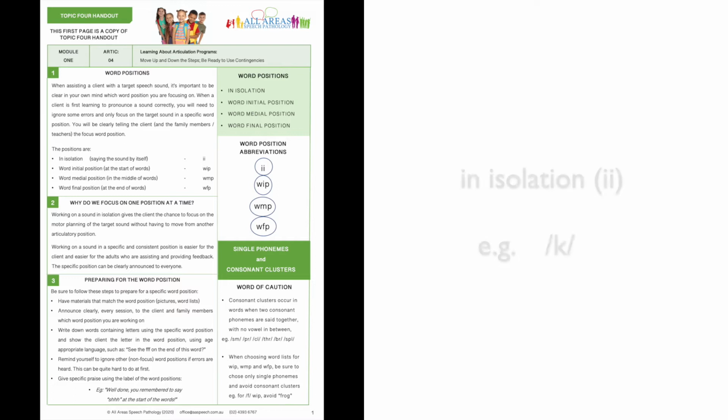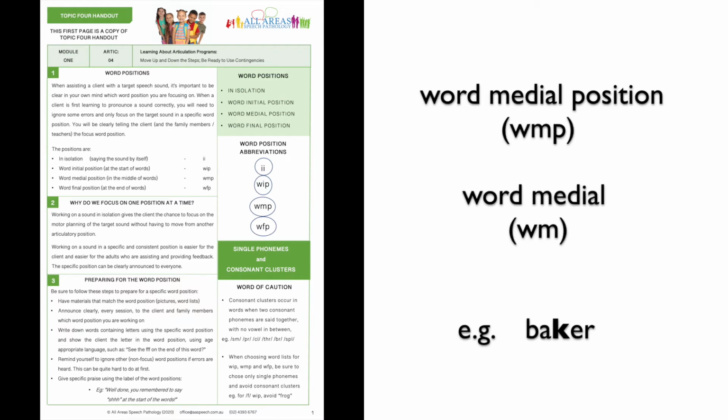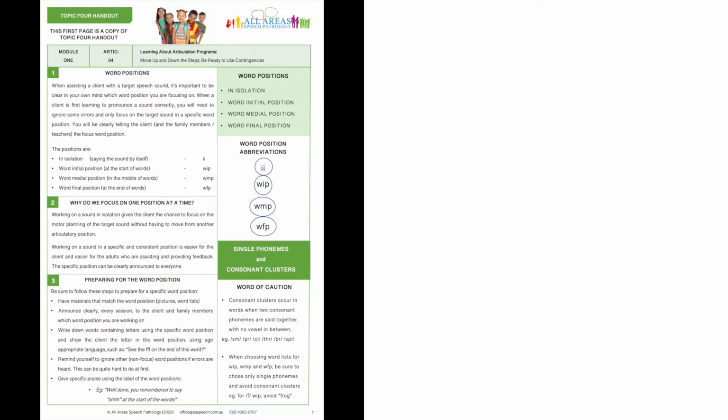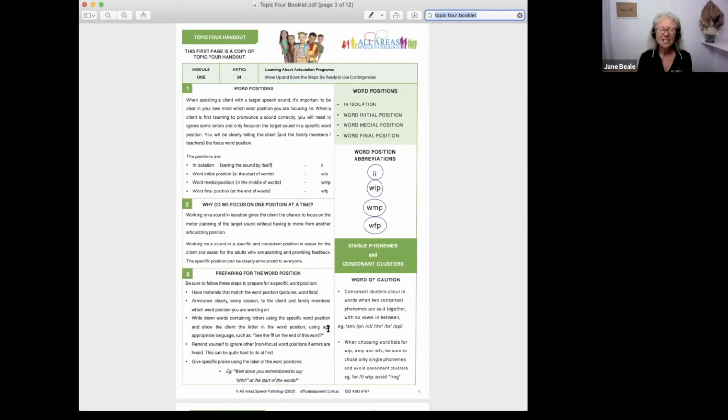First of all, the sound being in isolation, where it's just the sound, and we have the I for in isolation. We have the WIP, word initial position, or might be just referred to as word initial. We have the WMP, word medial position, or might just be WM, word medial. And we have the WFP, word final position, or might just be word final. So that should all be fairly logical. And what was important was just to point that out to you. And be on the lookout now for me using those terms.